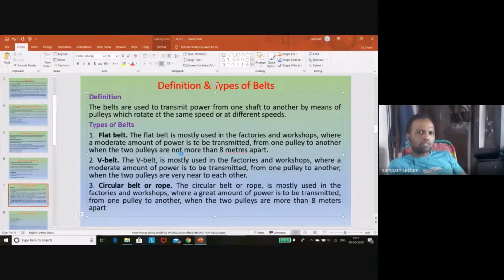So belts are used to transfer the power from one end to the other, rotating at the same speed or a different speed. You have different types of belts: flat belt, V belt, circular belt, or rope. Of these, only the flat belt is part of your syllabus. You do not have V belt, circular belt or ropes. You're lucky, because mechanical engineers have a bit lengthy syllabus and need to learn about V belts, circular belts, and ropes also.